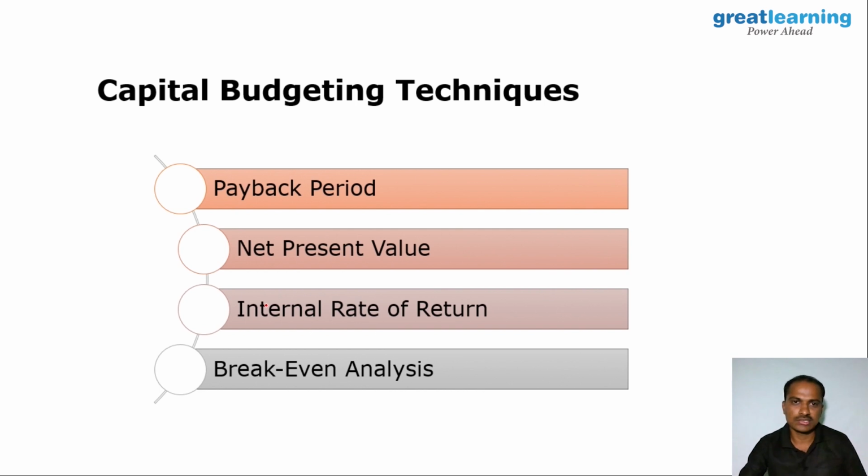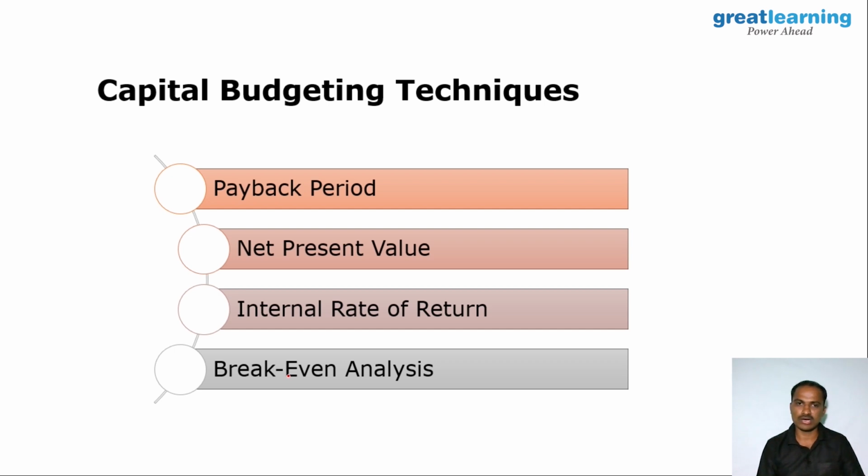There are 4 important capital budgeting techniques used by the corporates. These capital budgeting techniques are not limited to these 4, but these 4 are the traditional and most popular methods used by the corporates. Payback period method, net present value NPV, internal rate of return IRR, break even analysis. Break even analysis is also called BEP analysis, break even point analysis. These are the traditional yet most demanded, most popular capital budgeting techniques used by the corporates.